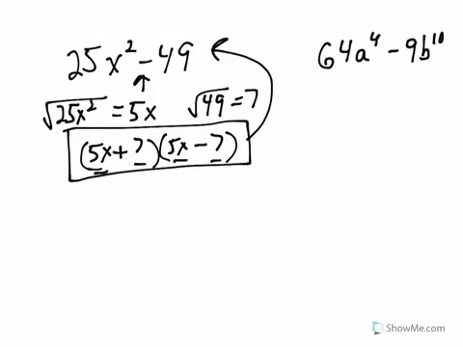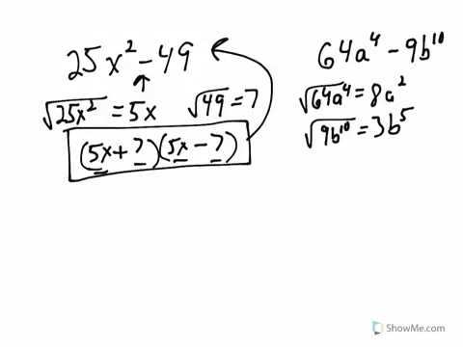So this one looks a little bit different, but it's the same idea. 64 is a perfect square. A to the 4th is a perfect square because a squared times a squared gets you to a to the 4th. Same thing with b to the 10th. B to the 5th times b to the 5th. So anytime you have an exponent raised to an even number, you just split that exponent right in half, and that's your square root. So the square root of 64a to the 4th would be 8a squared, and the square root of 9b to the 10th would be 3b to the 5th.